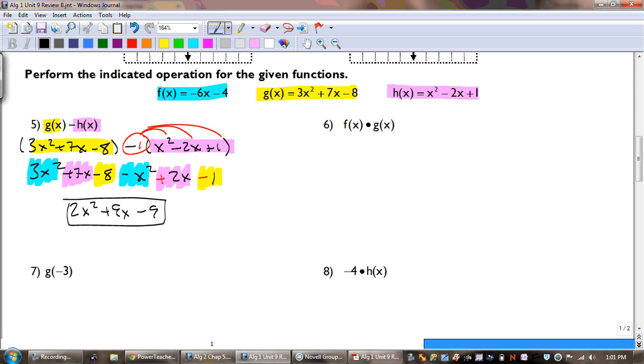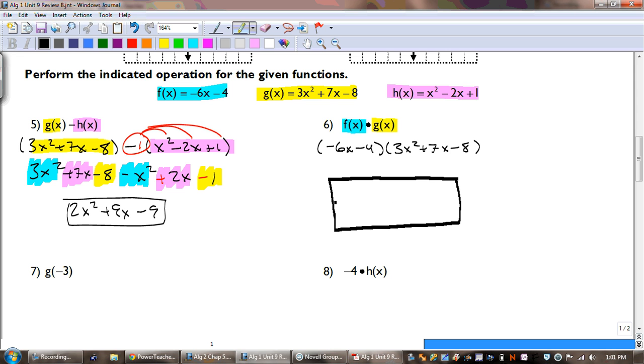Okay, 6. F of x times g of x. So let's go ahead and write what that would look like. It would look like negative 6x minus 4 times 3x squared plus 7x minus 8. So there are a lot of different ways that we can multiply this. When I'm multiplying anything more than binomials, I personally like to use the box method. So I'm going to put the negative 6x and the negative 4 down here, and then the 3x squared plus 7x minus 8. So you can multiply it however you want to.